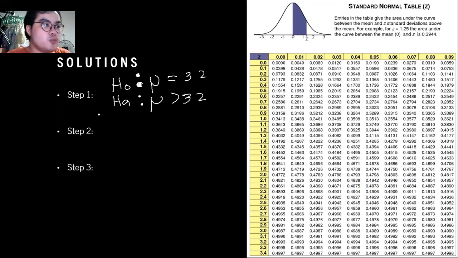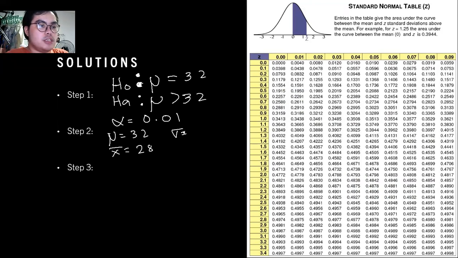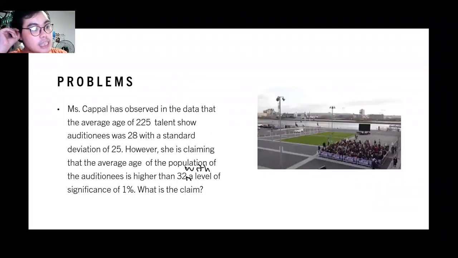Kasi greater than or higher than siya. Tapos pag sinabing step 2 po, the level of significance is 0.01. Okay, then we're going to state the given. Mu is 32. Then the sample mean is 28. Then the standard deviation is 25. Then the sample size is 225. Okay, so why are we going to use the Z-test again? Kasi yung sample size niya is greater than 30. So, okay lang naman na na-associated yung standard deviation sa sample size as long as the sample size is greater than 30.